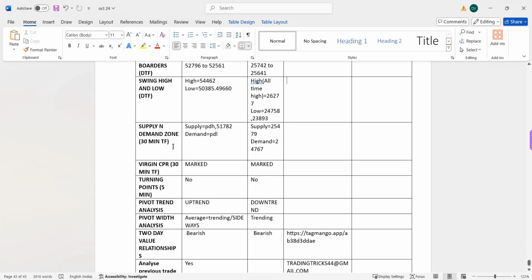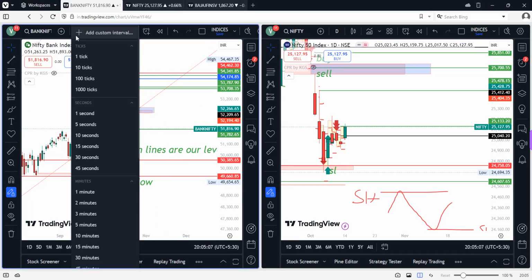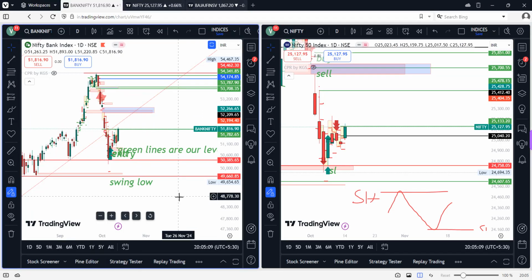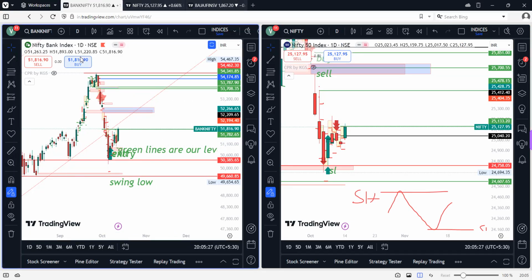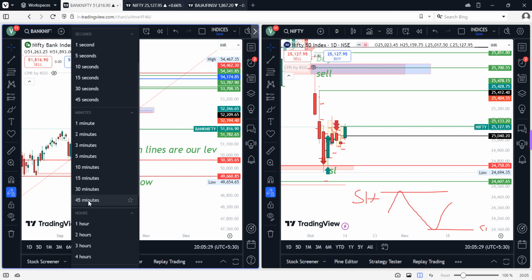Next, the supply and demand zone in the 30-minute time frame. One more thing: swing highs and swing lows don't really change very often, because they are strong, big supports and resistances. So see here the supply and demand zone in the 30-minute time frame.